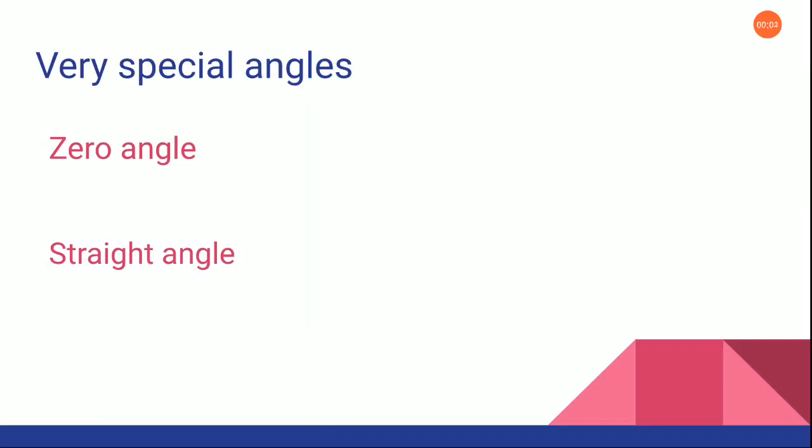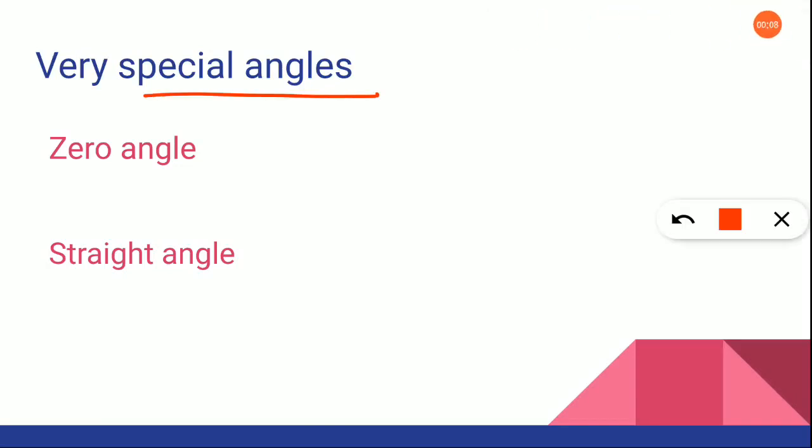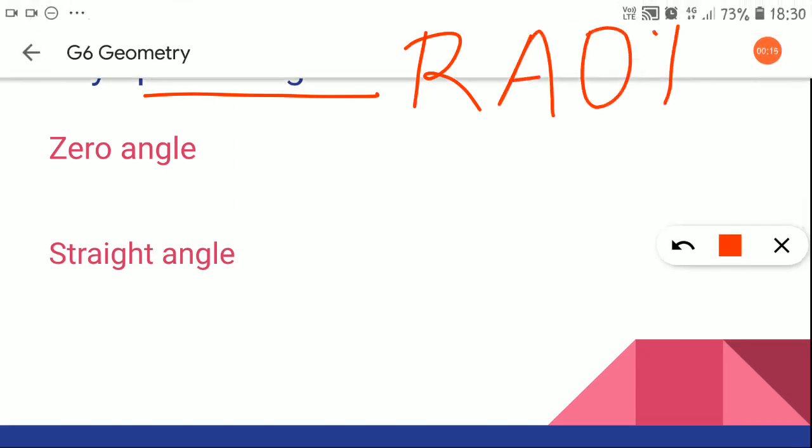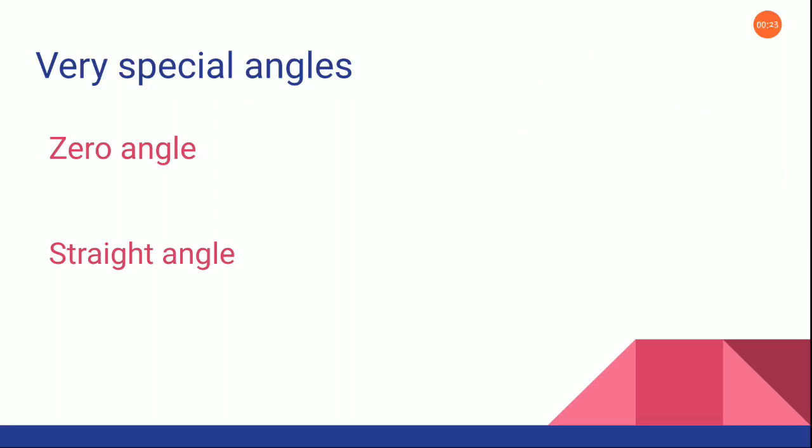Next we are going to see very special angles. Already we learnt about special angles, right? What are the special angles? Right angle, acute angle, obtuse angle and reflex angle. Clear? This is what we learnt as special angles. Now we are going to see very special angles. What are the very special angles? It is zero angle and straight angle.